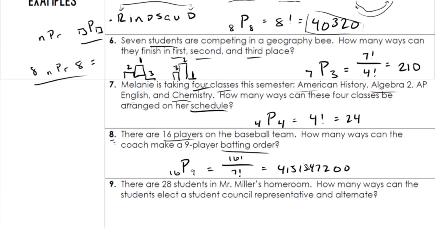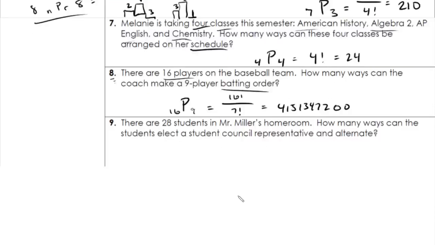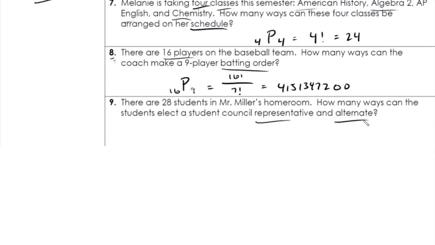Next up, there are 28 students in Mr. Miller's homeroom. How many ways can the students elect a student council representative and an alternate? That's 2 positions. Obviously, the order matters. If you pick person 1 for your representative and student 2 for your alternate, and you switched them, where 2 was the representative and 1 was the alternate, the outcome did change, right? That's the important thing. Try to think, if I pick the same people but in a different order, or assign them different roles, does the outcome change? If the answer is yes, then it is a permutation.